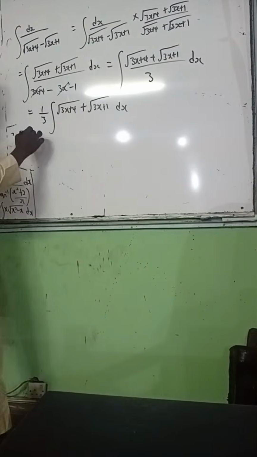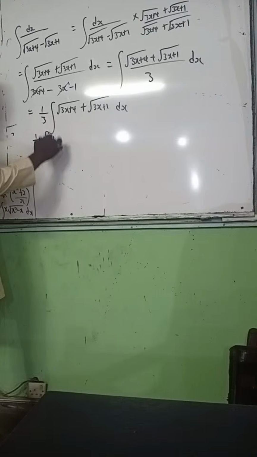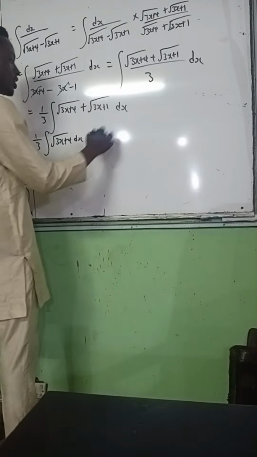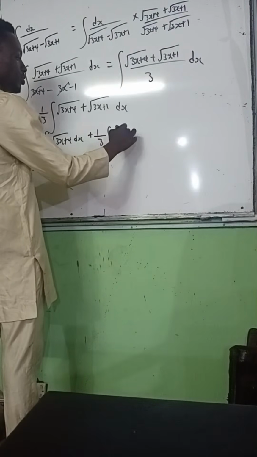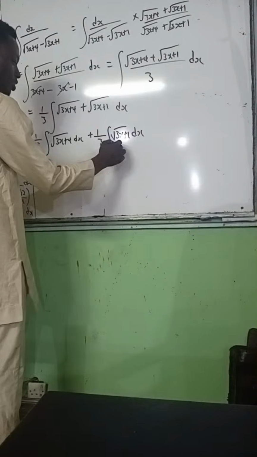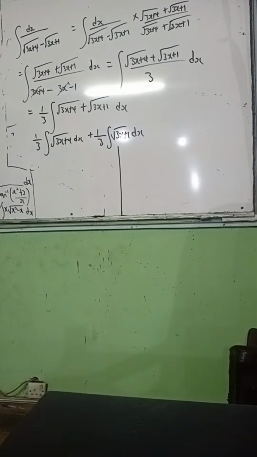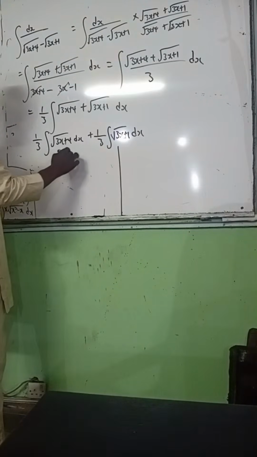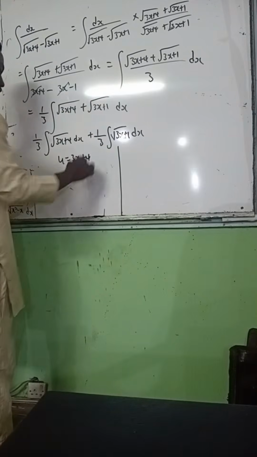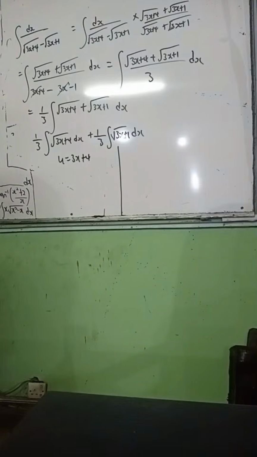Let's split it first. 1 over 3 integral of root 3x plus 4 dx plus 1 over 3 integral of root 3x plus 1 dx. So let's solve each separately. It's not hard. Let u be, should we use 3x plus 4 or root 3x plus 4? Let u be root 3x plus 4.